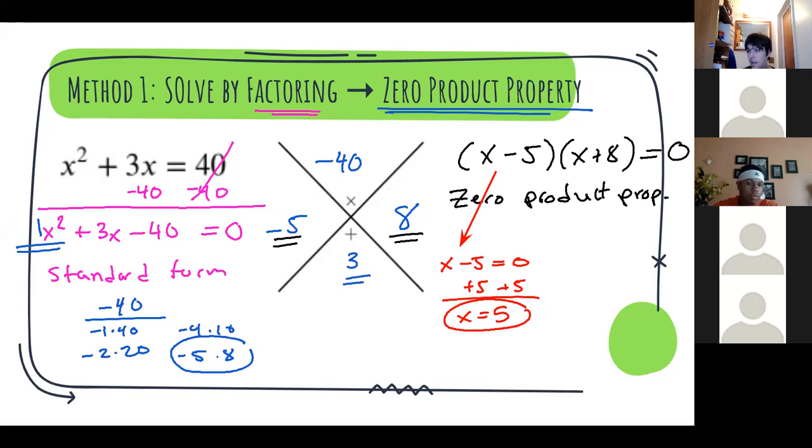Easy. And my second solution, very similar. I take my other factor and I set it equal to 0. So x plus 8 equals 0. Again, a very easy one to solve this time. I subtract 8 on both sides, and I get x equals -8. So those are my two solutions to this original quadratic equation.